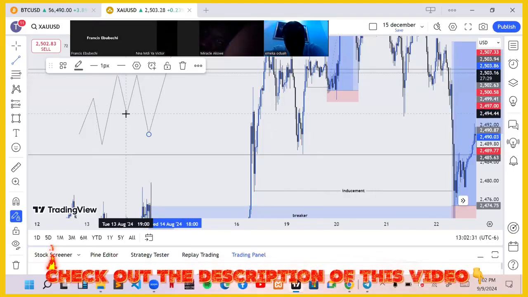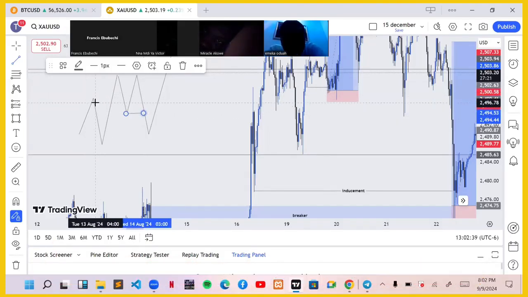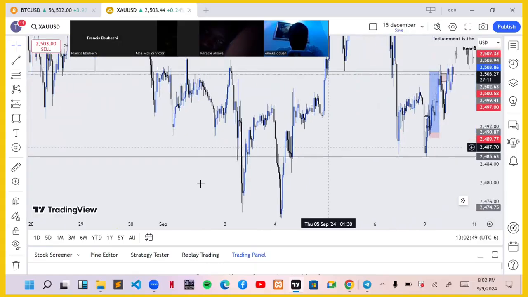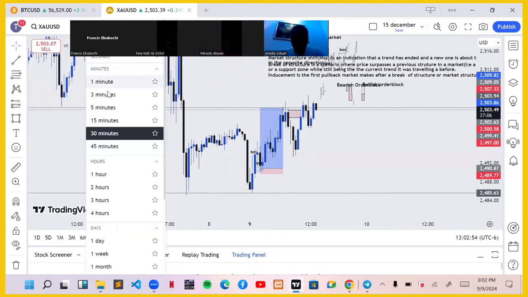Now, the first pullback is here, which is this inducement. One of the rules says the point of interest must be the one closest to liquidity. Because this zone has been mitigated, I can't use it anymore. So which one is now the closest point of interest to liquidity? It is this other block. I used an other block to take a trade on gold today, and I will show you the reason for this strategy.